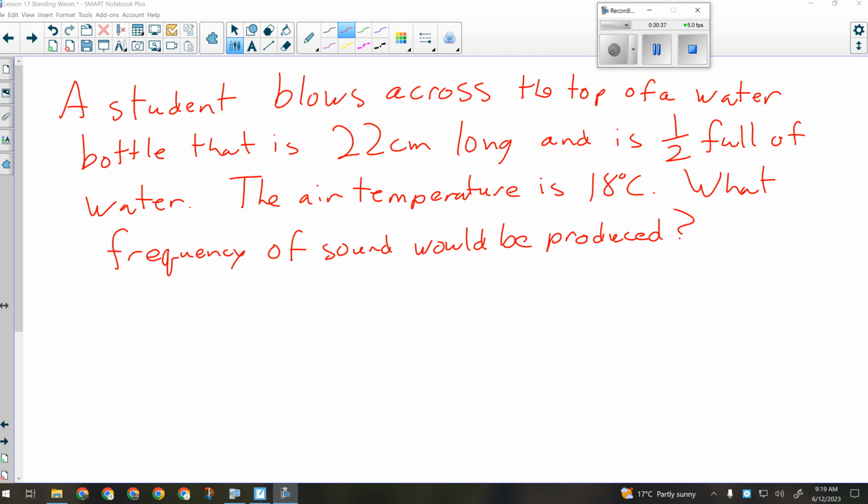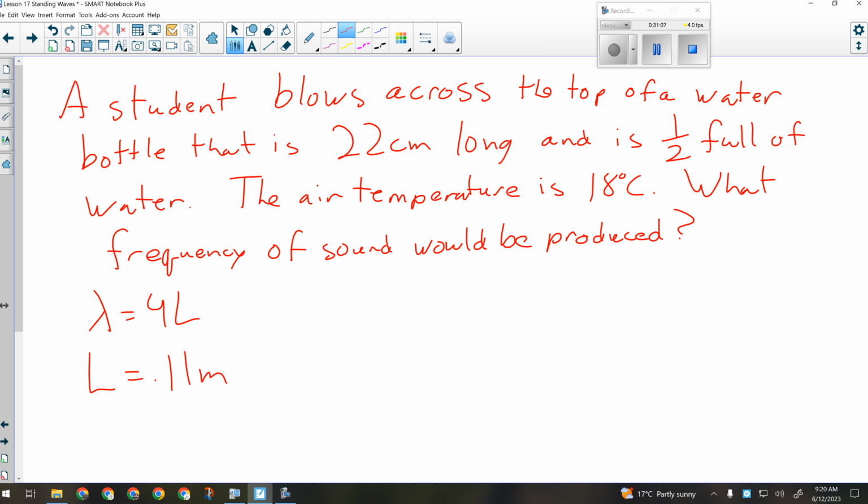What kind of air column is it? Closed. So we know right away that lambda equals 4L, because the only frequency it's going to produce when you blow across it is this fundamental frequency. How long is the air column? 11 centimeters. That's the trick, got to watch out for something like that. Remember, liquid doesn't count. The liquid doesn't resonate. It actually acts as the reflective surface. So the length of the column is 0.11 meters, right?